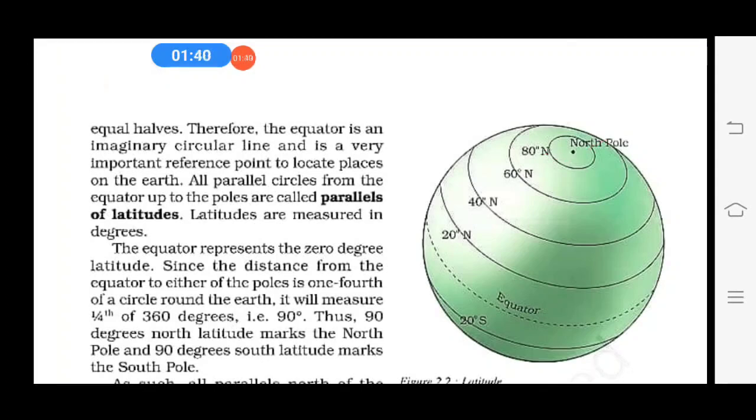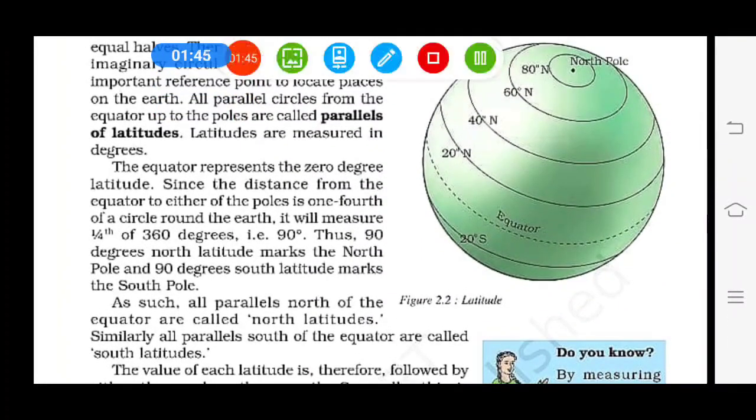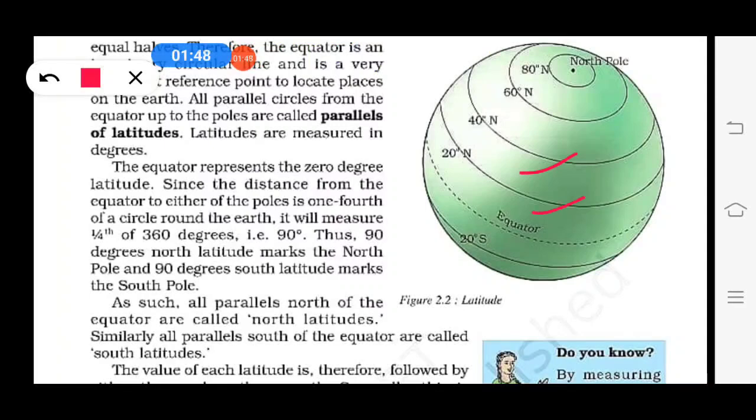All parallels north of the equator are called north latitudes, and similarly all the parallels which are south of the equator are called south latitudes. As we move away from the equator, the size of the parallels of latitude decreases. You can see here the parallels of latitude are decreasing towards the pole. The value of each latitude is followed by either the word north or south or by the capital N or S.